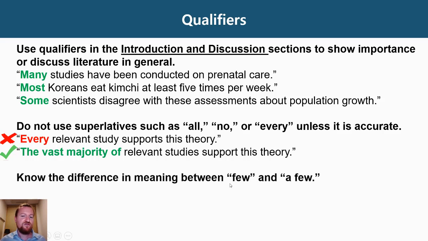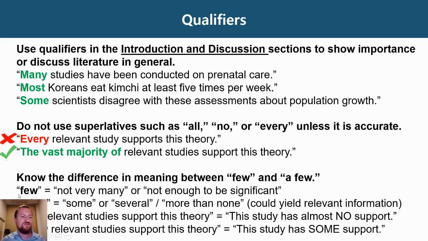Knowing the difference between few and a few sounds like the same, but it's not quite. So few, just few, usually means not very many or not enough to be significant. So few relevant studies support this theory. That means this study has almost no support. You're dismissing it. Few people think that the earth is flat. Not many people.